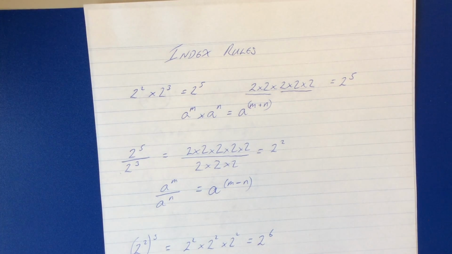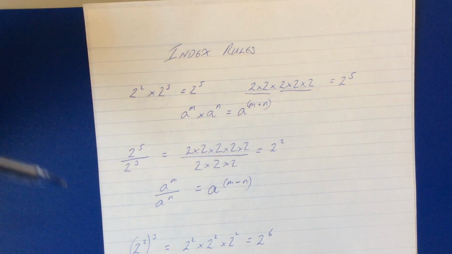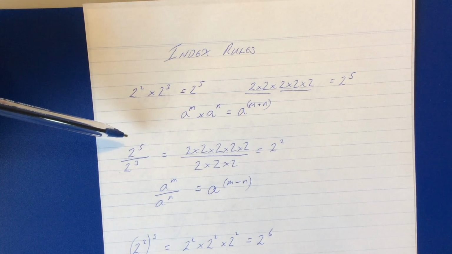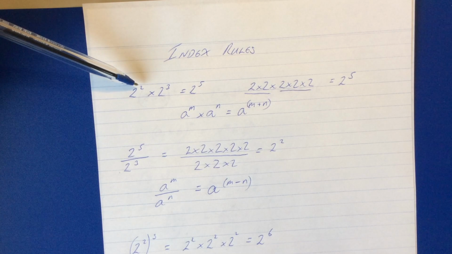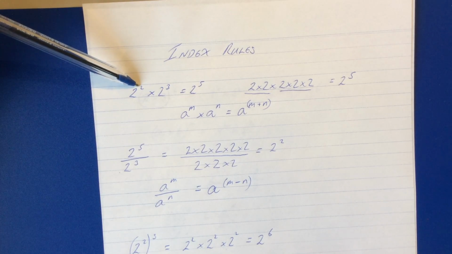Today we're going to have a look at the index rules, or some people call them the index laws. Now there are a few of them, and they're usually numbered, but we won't bother with that. We'll just go through them and have a look at how they work. So starting at the top. First of all, this is an index, and when you have a group of them, they're called indices.